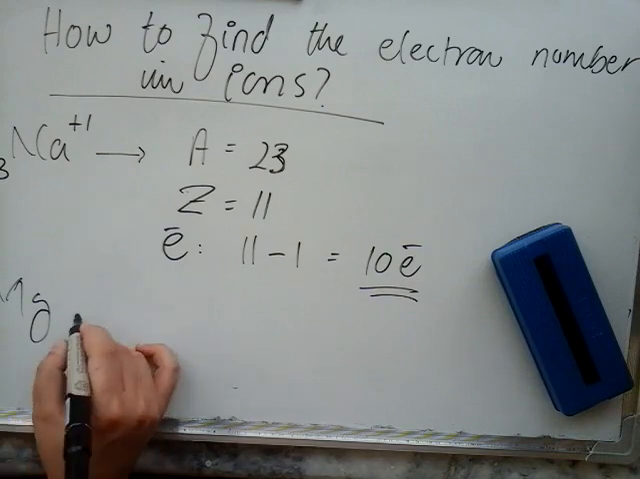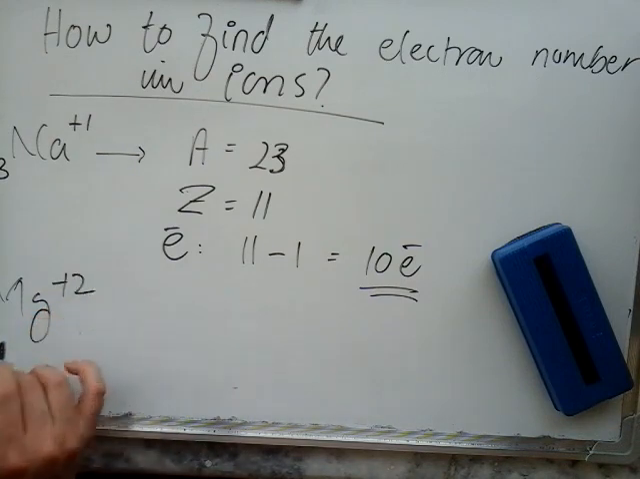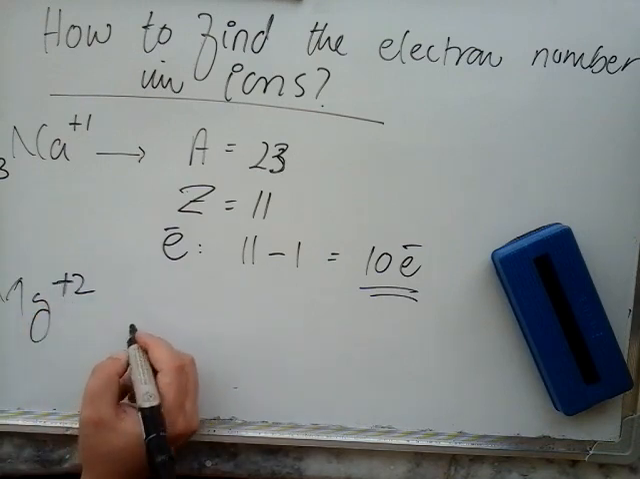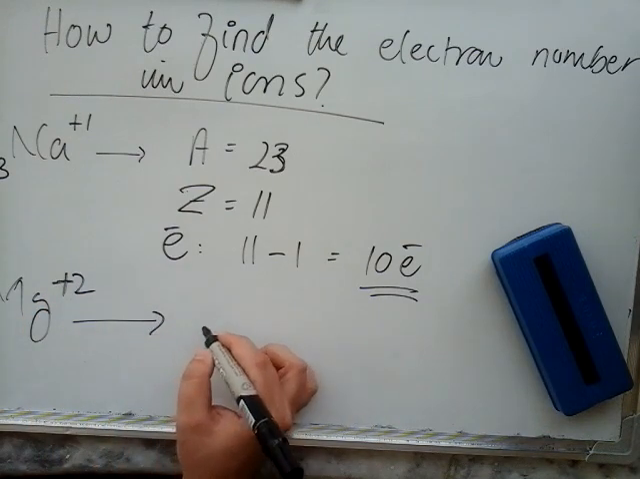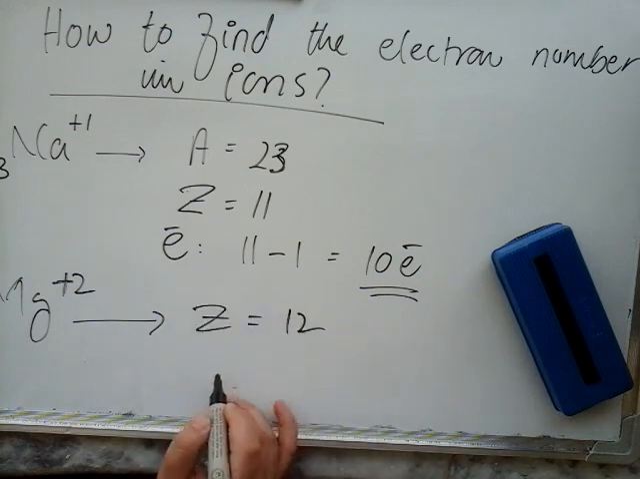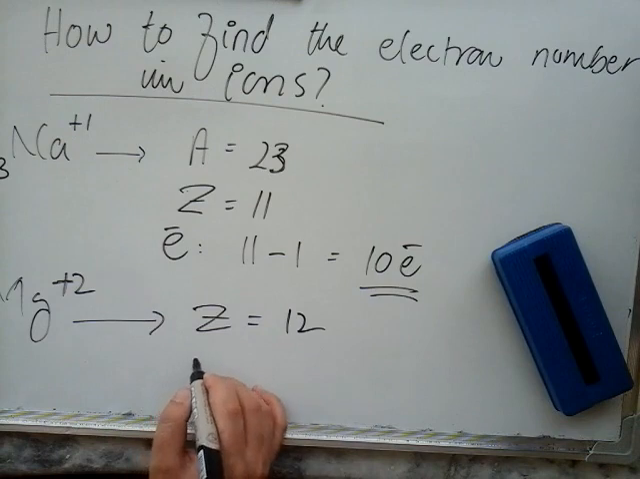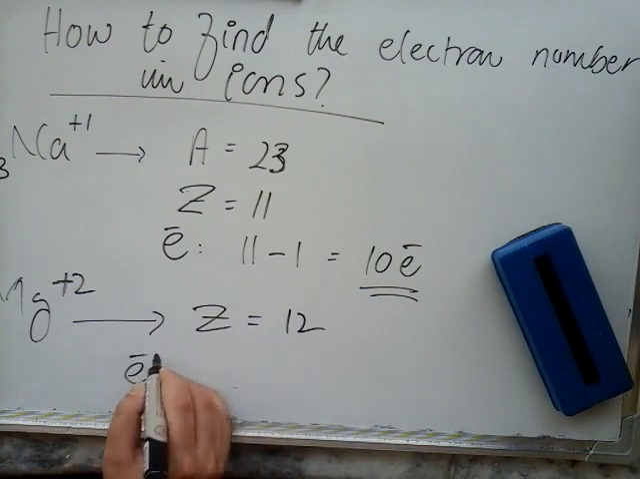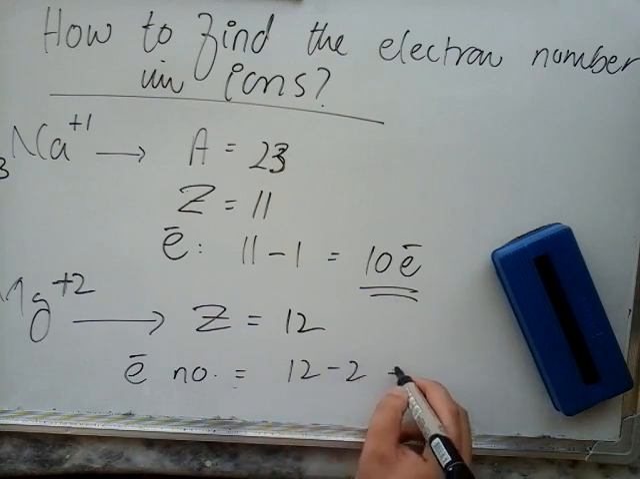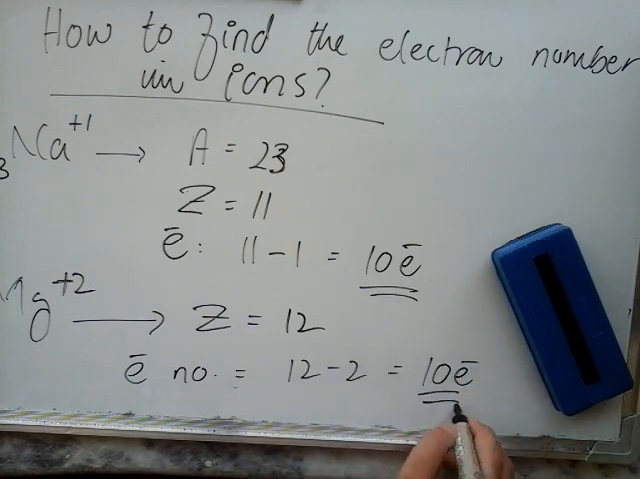In the same case, for example, magnesium has atomic number 12 and mass number 24. Its charge is plus 2. It means that this magnesium atom has lost 2 electrons. So the atomic number given is 12, and how do I find the number of electrons? The electron number would be equal to 12 minus 2. It will become 10 electrons.